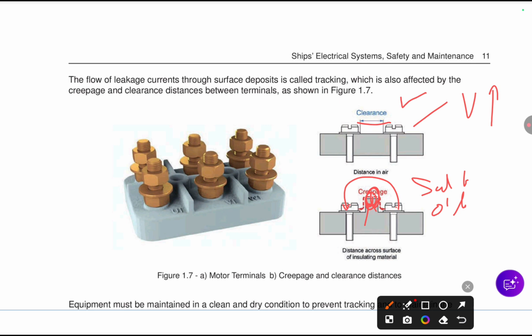Now we understand that whenever we do maintenance on any equipment, let's say these are the terminals of a motor, we need to clean each and every insulation between the conductors, any water deposit or dust deposit, so that the creepage is maintained and there is no short circuit between the two conductors, and it will not affect our motors. I hope this clears up the difference between tracking, clearance and creepage.